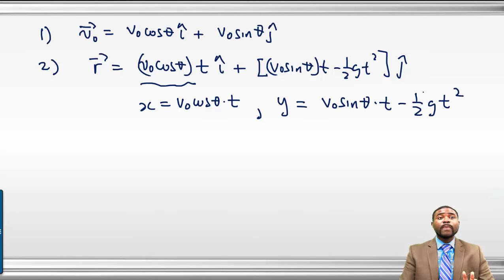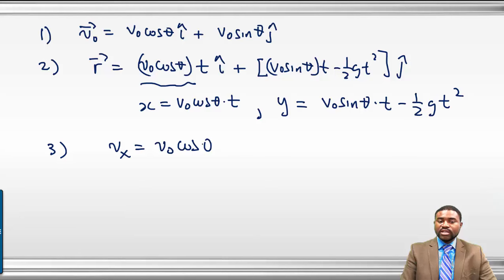Yes, please, a question? Okay, the third thing that we've done so far is we know that Vx is V naught cosine theta. It does not change. The horizontal velocity remains unchanged.